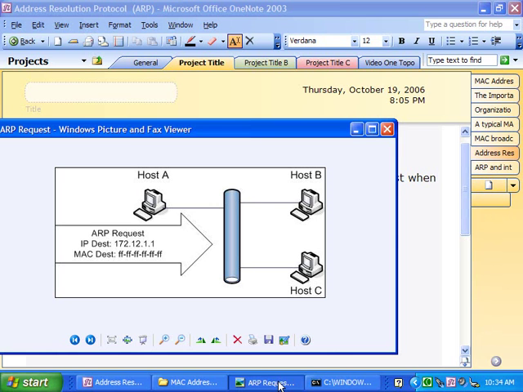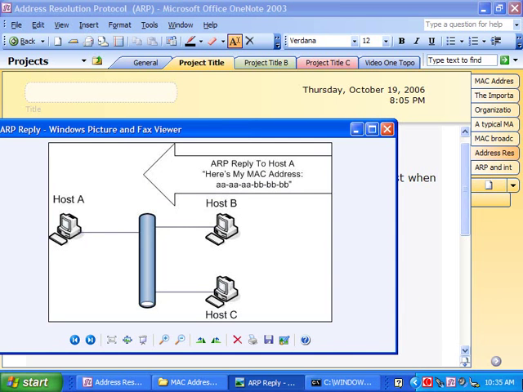So what host A is doing, in effect, is yelling out to the rest of the network, I need the host device with the IP address of 172.12.1.1 to send me your MAC address, because I want to send you some data. And since we're working on a shared segment, every host on the segment is going to see that ARP request, but only the host with that IP address will respond.